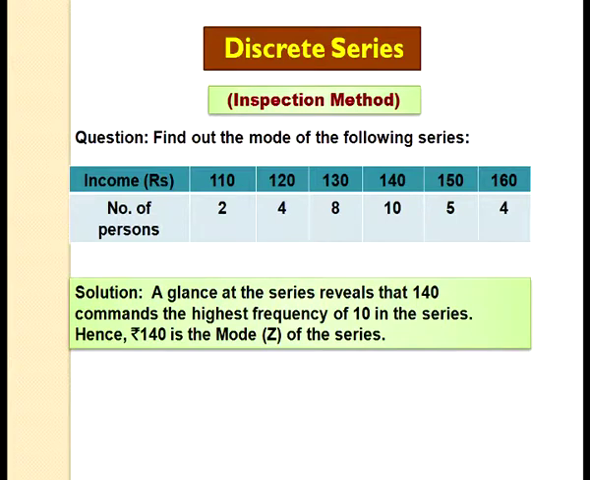Now, we have seen the data is already arranged in ascending order. From the question it is observed that the income of rupees 140 has the highest frequency. So, it becomes our modal income. Rupees 140 is the mode of the series. And why is it so? Because it has the highest frequency, number of persons, that is 10.